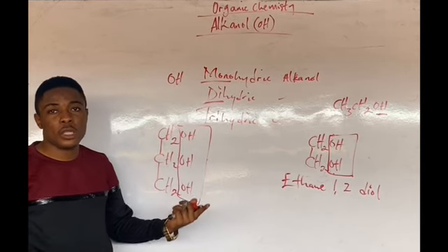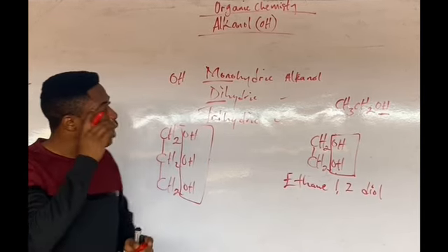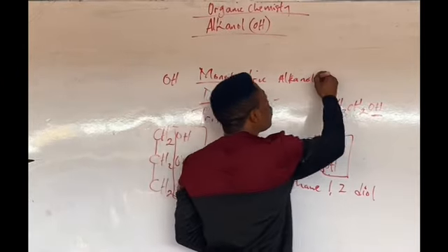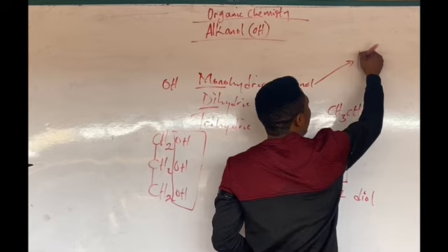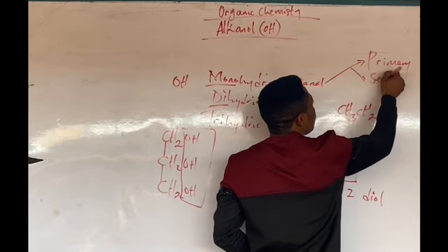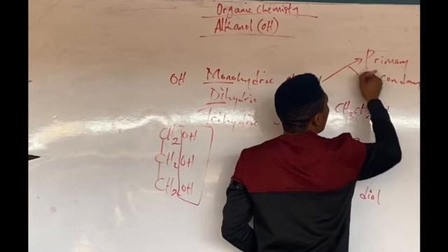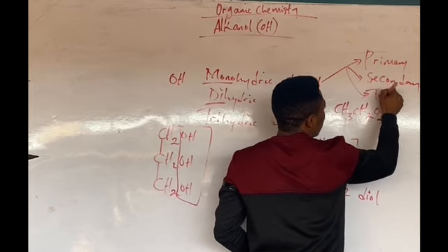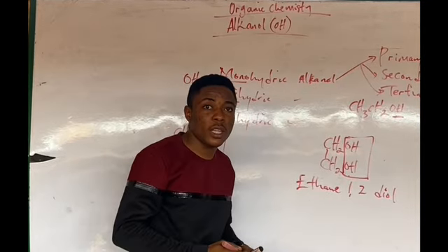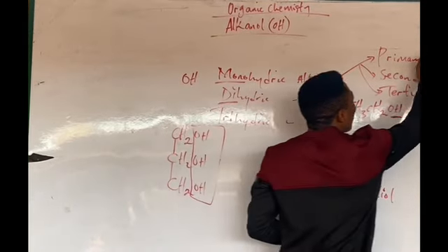So far we have been able to establish the difference between monohydric, dihydric, and what? A trihydric alkanol. Now in turn class, a monohydric alkanol is divided into 3. We have the primary, the secondary, and of course the tertiary alkanol.